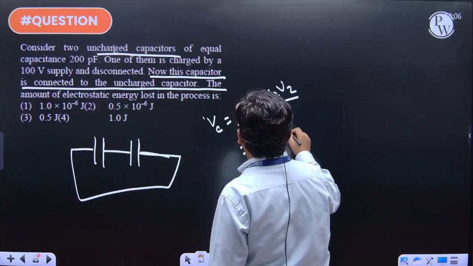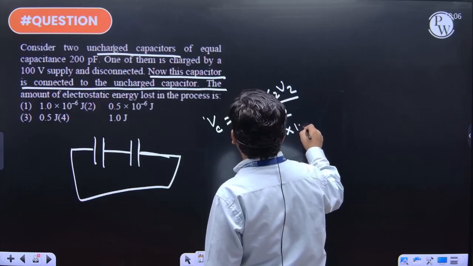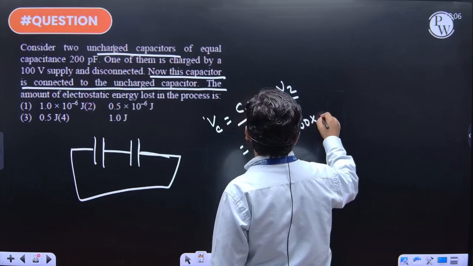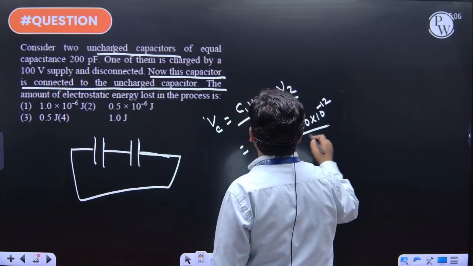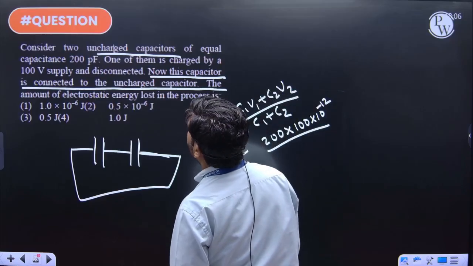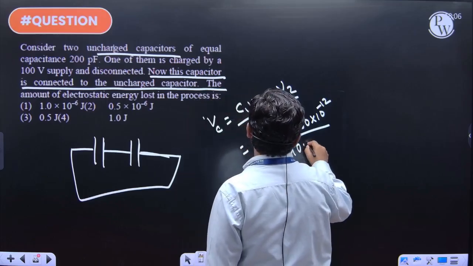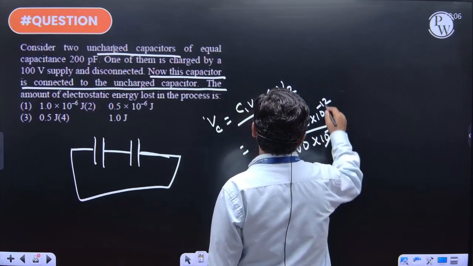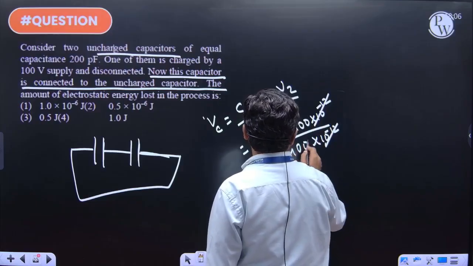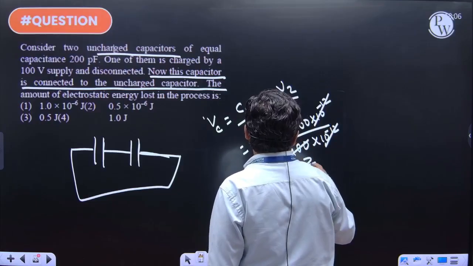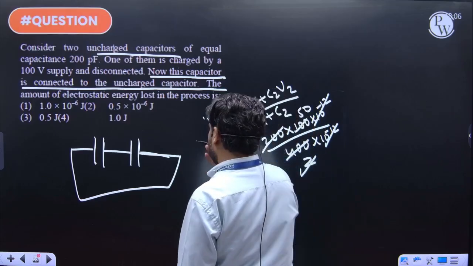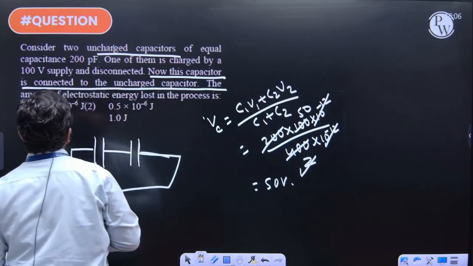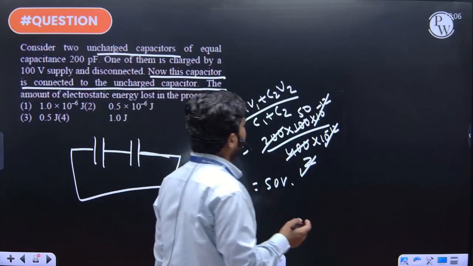200 into 100. Pico is 10 to the power minus 12. V2 is 0 divided by C1 plus C2. So C1 plus C2 is 400 into 10 to the power minus 12. Cancel. 200 to 250. So how much are you getting? 50 volt, right? The common potential is 50 volt.